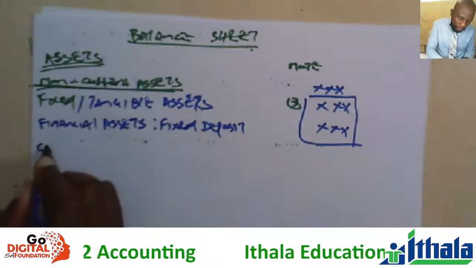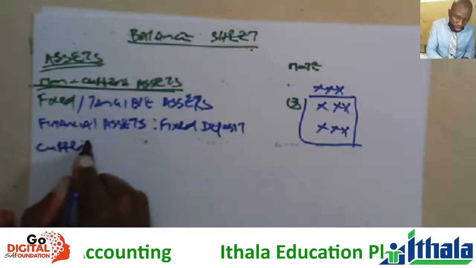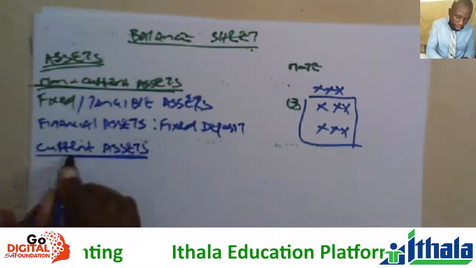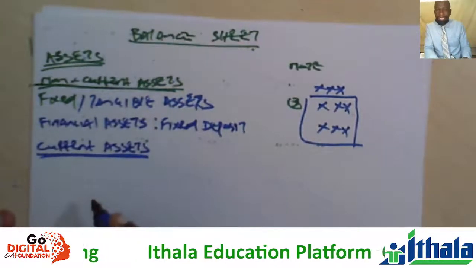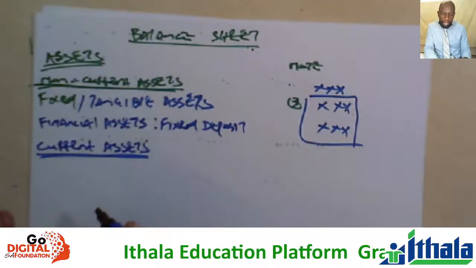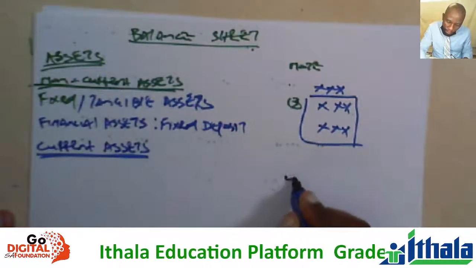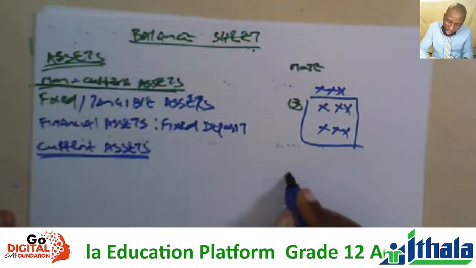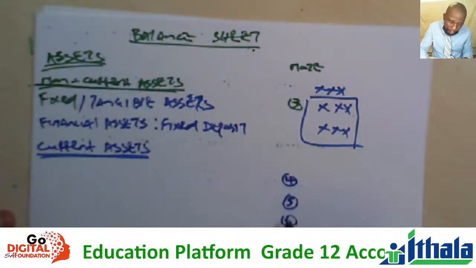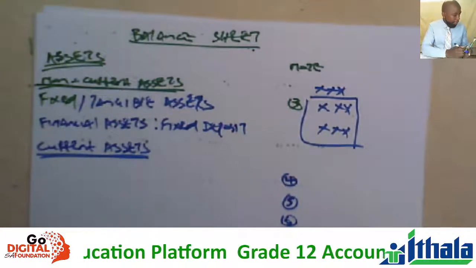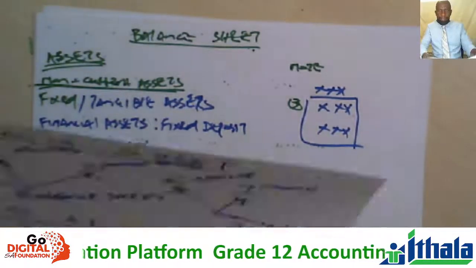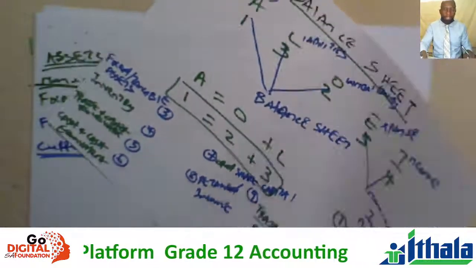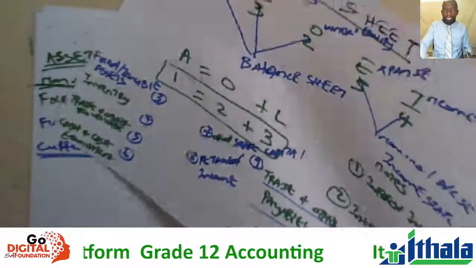Now we go to the current assets. Current means short, for the short term. So these are the assets that are easy to convert into cash. That is note number 4, note number 5, note number 6. What is note number 4? Remember, inventory. Note number 5, trade and other receivables. Note number 6, cash and cash equivalent.